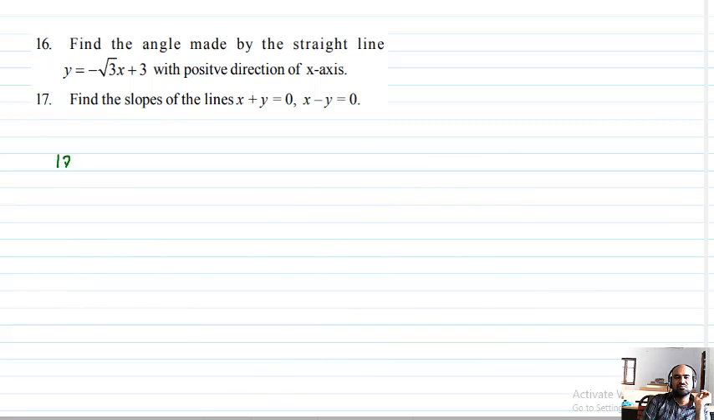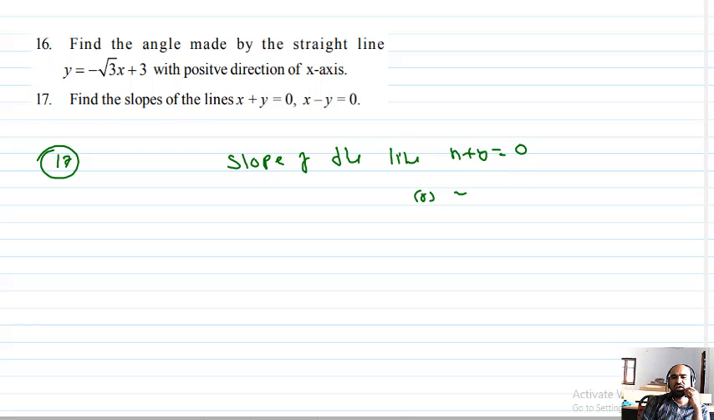17th problem. Find the slopes of the lines x plus y equals 0 and x minus y equals 0. So slope of the line x plus y equal to 0, or I can write y equal to minus x. What is x coefficient? Y equal to mx form, M stands for the slope. Slope is minus 1.